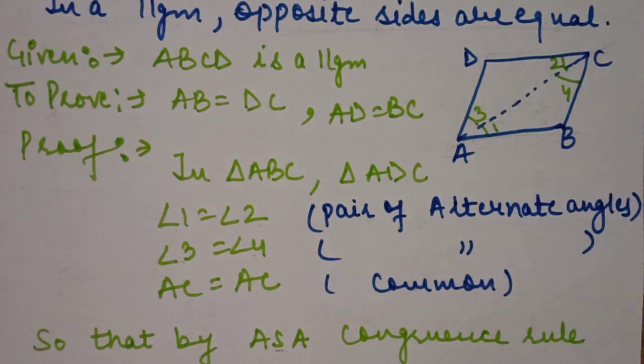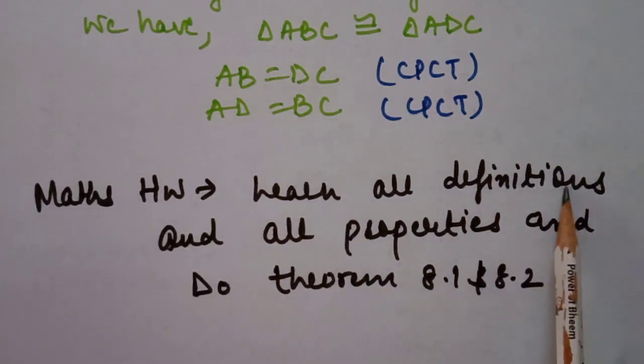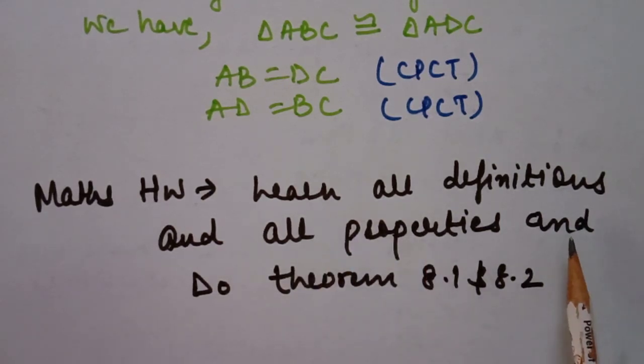Now today's homework. Students, this is your homework today. You have to learn all the definitions which we discussed, and learn all the properties of all the types of quadrilateral, and learn angles and properties also, and do theorem 8.1 and 8.2, and also write all the properties in your homework notebook. You have to send all the homework pics to me on my email ID.